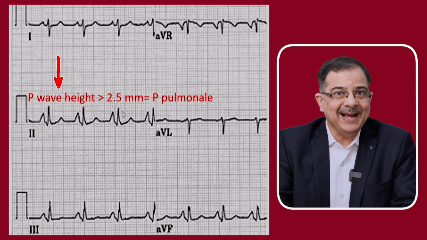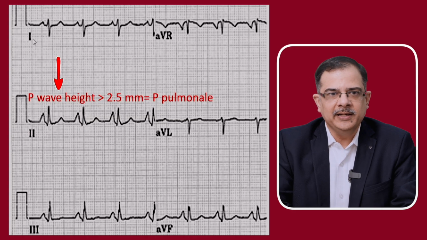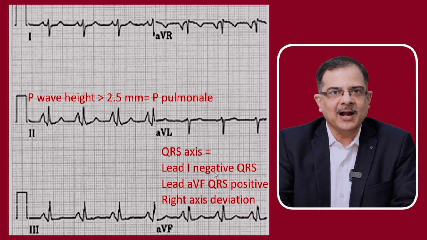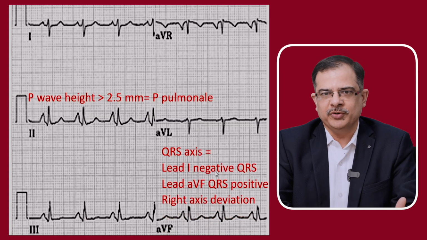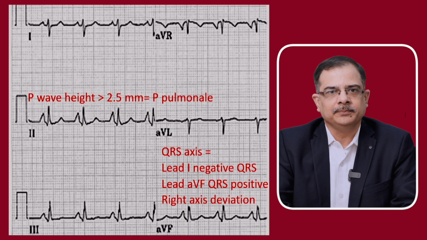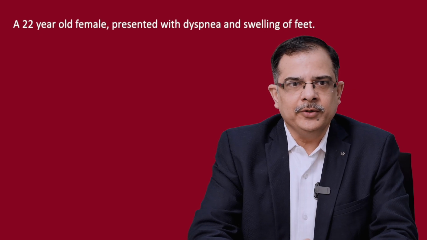Also, if you can see the QRS axis here, in lead 1 QRS is negative, predominantly negative, and in aVF QRS is positive. So if this is happening, it is a right axis deviation. Which is obvious because it is a right sided pathology of the heart. Come to the next clinical scenario.